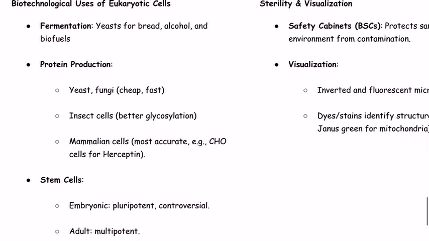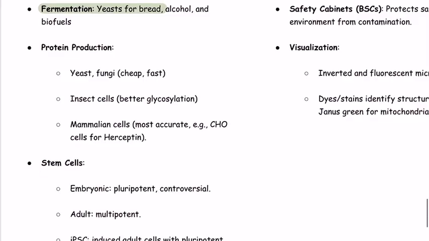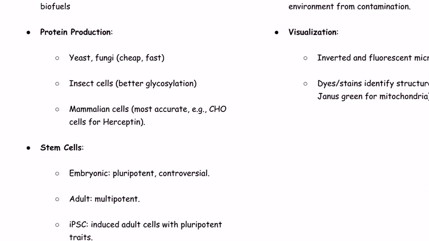So, how are eukaryotic cells used in biotechnology? Fermentation, think about yeast for bread or alcohol, biofuels. And some of these we can do some recombinant work to make proteins. The way you can sort them is by the cheapest, which is going to be yeast, insects, which are the second cheapest, and then mammalian cells, which are the most expensive and the hardest, but they're also going to be the most accurate. So these are used for things like Herceptin, when we do genetic profiling for medicine.